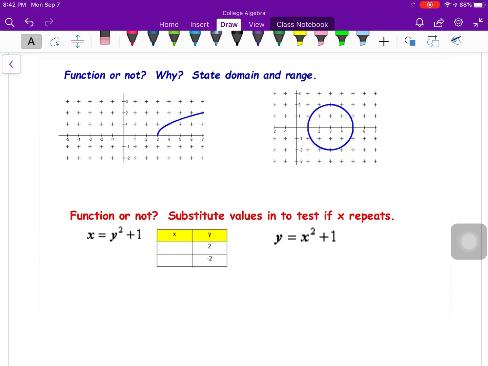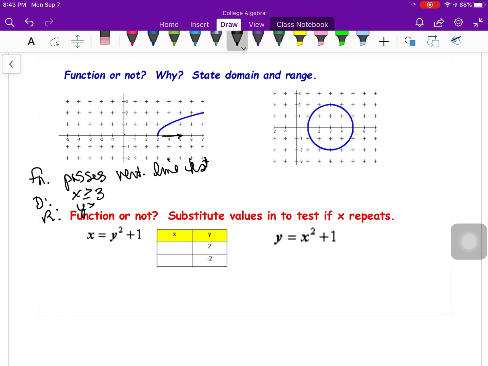Function or not, state the domain and range. So this first one is a function because it passes the vertical line test. The domain, my x right here is 3 and to the right. So x is greater than or equal to 3. My range, here is 0 and up. Y is greater than or equal to 0.